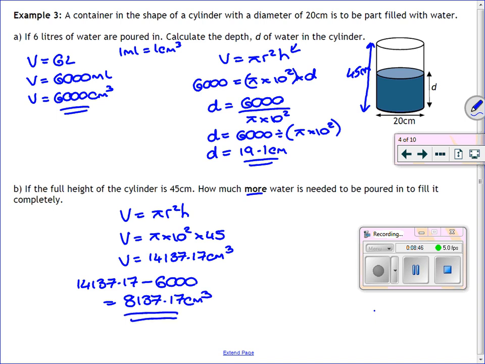Now the water is given in terms of litres, so we can either write it as litres or millilitres. I think you're fine to write it as millilitres here. So I would say that the volume still to be added is 8,137.17 millilitres. And that is finding the volume of a cylinder.